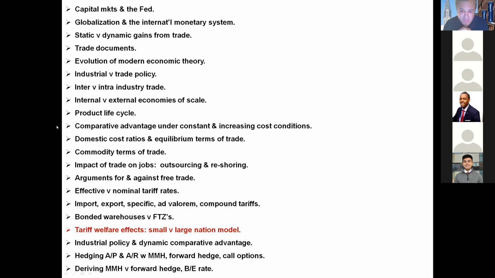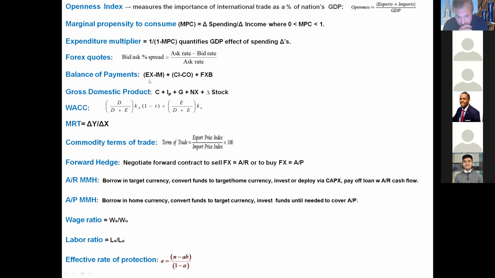You want to make sure that you understand the theory that we've gone over about the evolution of modern trade theory from mercantilism all the way through Keynes and Stefan Linder and the theory of overlapping demand in the 1960s. This is a list of all the formulas that we've gone over since the beginning of the semester, beginning with the openness index, the marginal propensity to consume, the expenditure multiplier, foreign exchange quotes, balance of payments, GDP, WACC, the marginal rate of transformation, commodity terms of trade, the forward hedge, money market hedging, the wage ratio, labor ratio, and the effective rate of production.